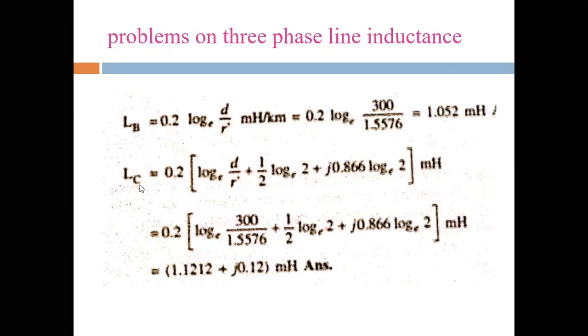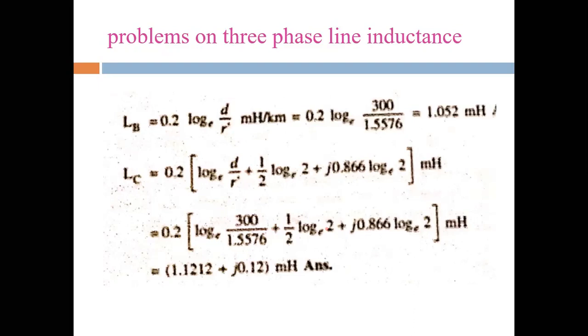Okay, next we write down the formula for the inductance for conductor C. LC is equal to 0.2 log e D by R dash plus 1 by 2 log e 2 plus j 0.866 log e 2. Okay, this is the formula for conductors arranged in the horizontal plane.